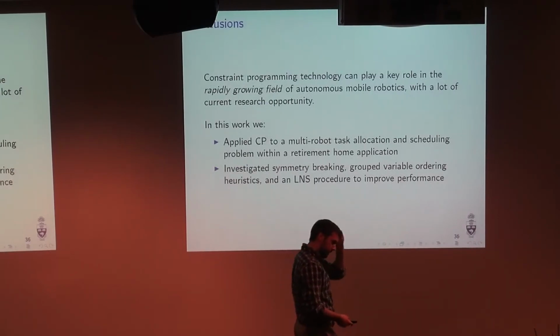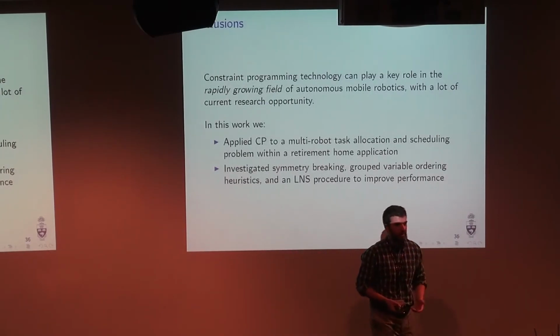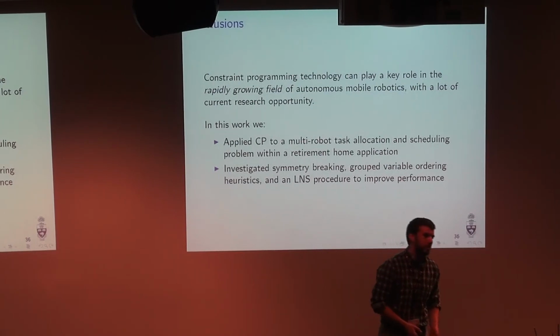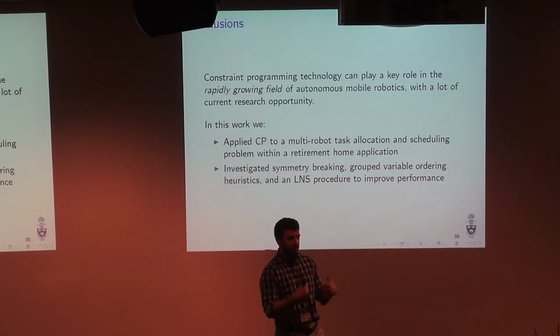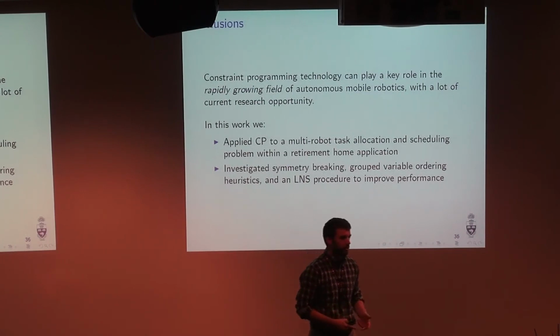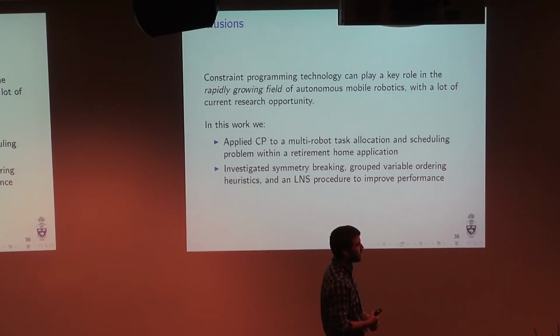Conclusions. This is the thing I want to hit home hardest. I really, really believe that CP can play a key role in this rapidly growing field of autonomous robotics. And there's a ton of current research opportunity out there. When you do a Google Scholar search on CP for robot task allocation, almost everything that comes back is either MIP or genetic algorithms or whatnot, so there's a lot of space for research here.